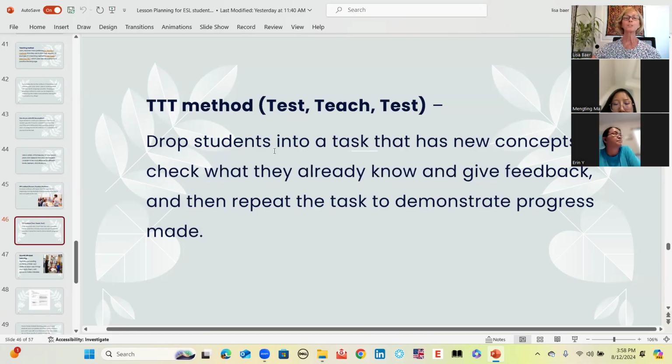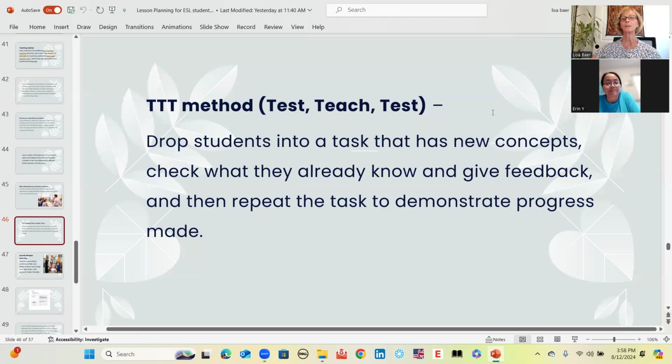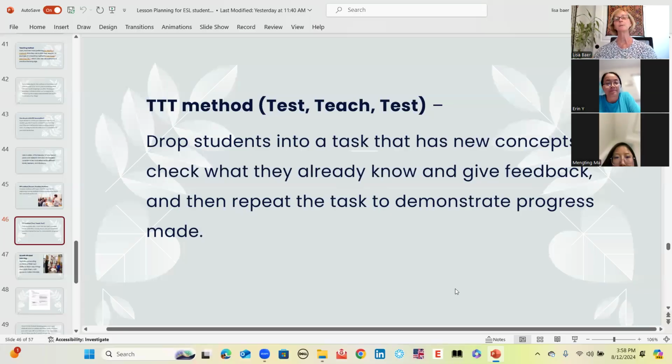So drop students into a task that has new concepts. This is kind of learning by flying by the seat of your pants in the very beginning. You're going to test them and see what they know. Check what they already know and give feedback, and then repeat the task to demonstrate progress made.